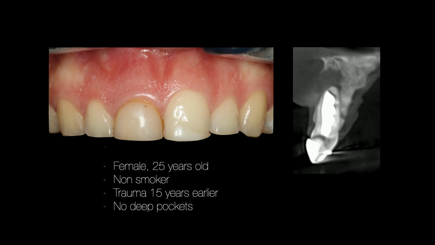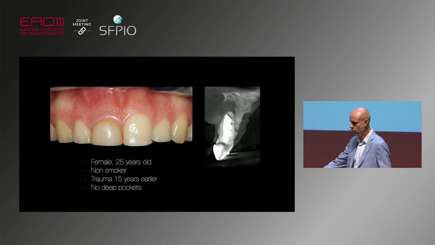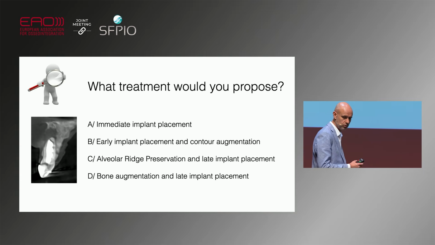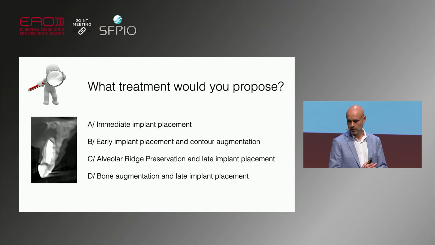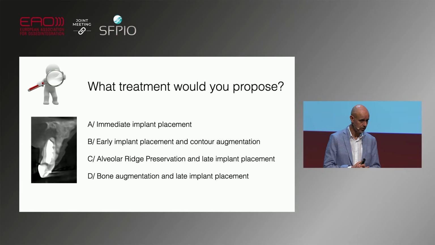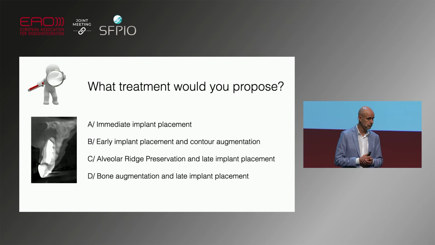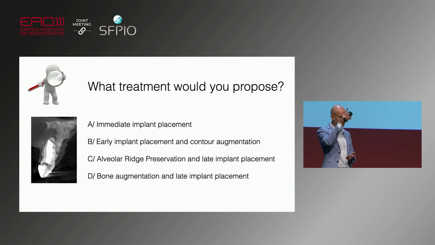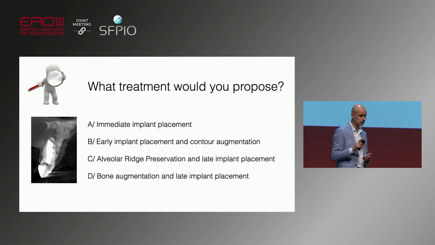The question is very simple. What can we do, or what would you propose to do in this specific case? Option A is immediate placement, B is early placement, C is ridge preservation, and D is the bone augmentation. In order to select the appropriate answer, you go to the EAO app, and you have there the polls you can select. And then the question will pop up. So I give you a minute or so to think about it, to go to the EAO app, to go to the polls and select the appropriate answer.